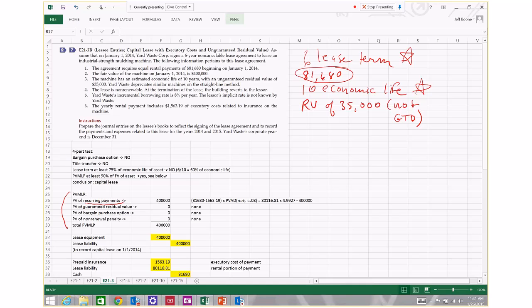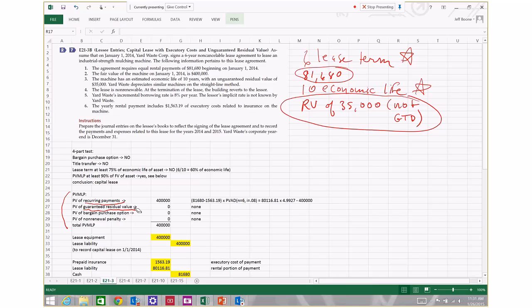Although we have a residual value here of $35,000, which is what the asset is expected to be worth at the end of the lease term, that residual value is not guaranteed. Since it's not guaranteed, that residual value is not a component of minimum lease payments. Minimum lease payments only include residual value if it is guaranteed by the lessee.